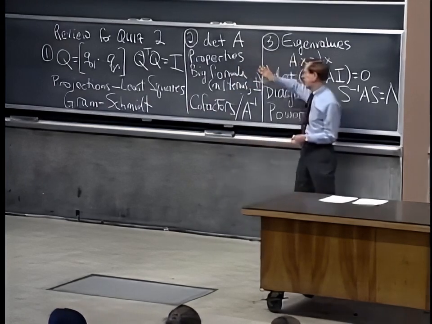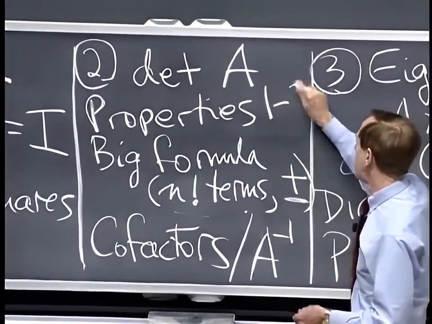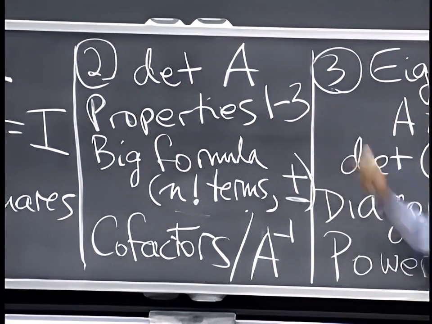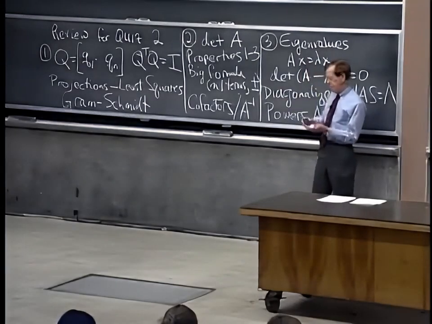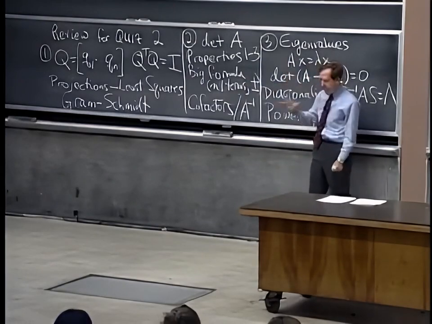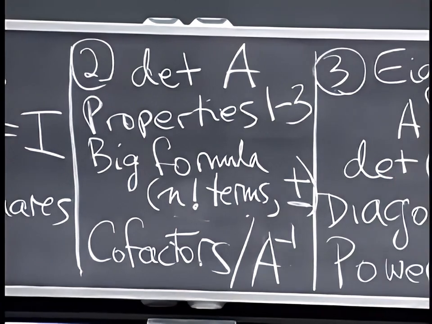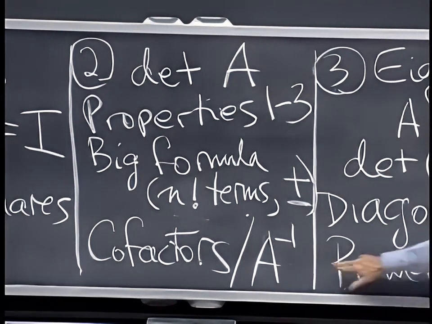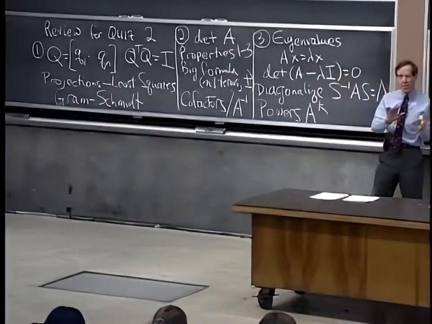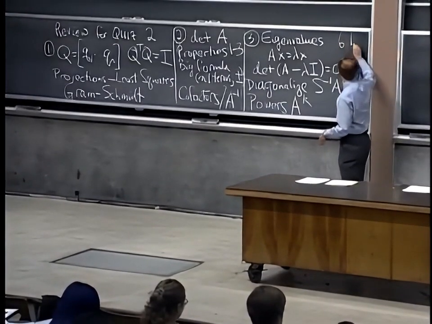Okay, for determinants, the big picture is the properties of the determinants. Properties 1, 2, and 3 define the determinant, and then 4, 5, 6 through 10 were consequences. Then the big formula that has n factorial terms, half of them have plus signs and half minus signs, and then the cofactor formula, which led us to a formula for the inverse. And finally, just so you know what's covered from chapter 3, it's section 6.1 and 2.